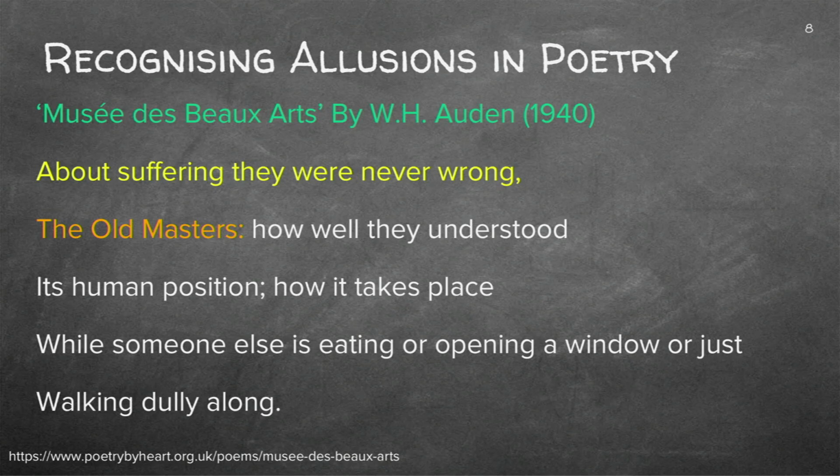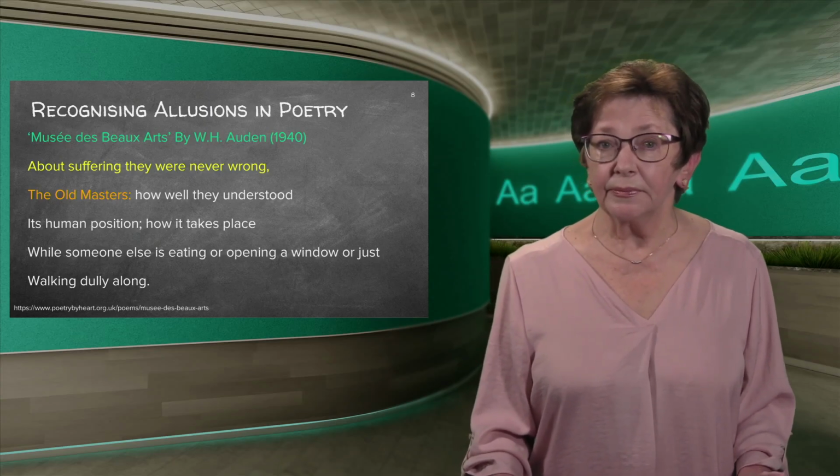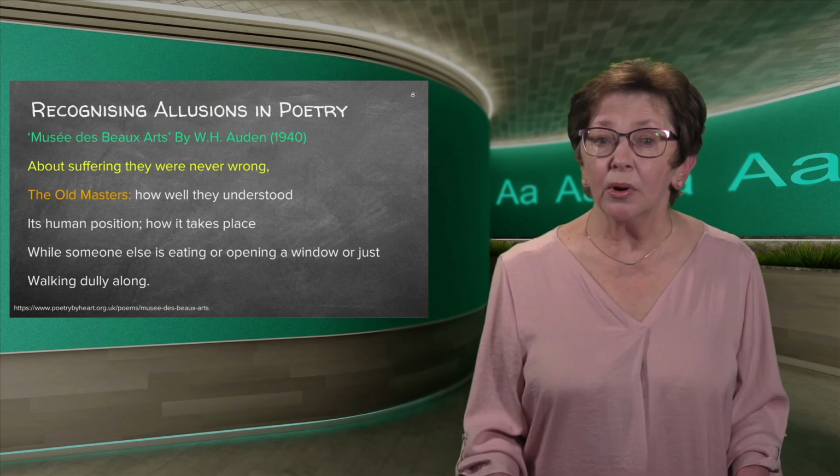Now, he starts off his poem. I'm just going to look at the first part and the last part and then just refer to the other two. In the first part of the poem, he says, as a comment on what he saw about the masters, about suffering, they were never wrong. In other words, the suffering depicted, look at poor Icarus there suffering and the innocents being slaughtered, etc. They were never wrong, the old masters.